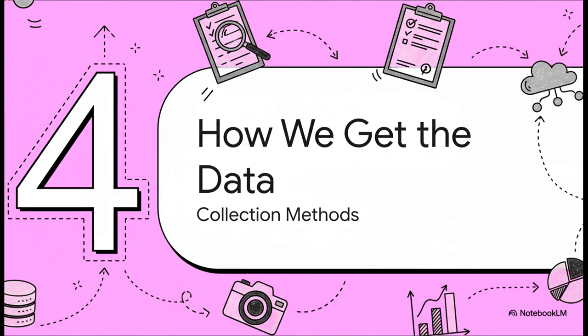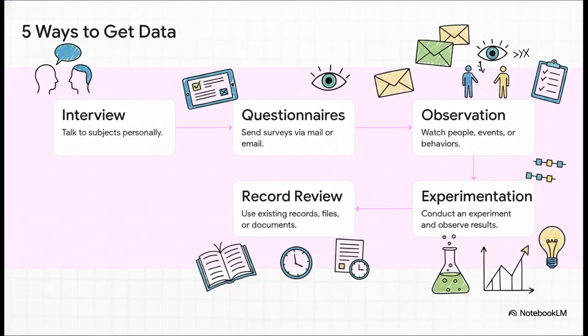So how do we even get that information to begin with? Let's do a real quick look. So there are basically 5 main ways to grab the data you need. You can do an interview, just talking to someone directly. You can use questionnaires, like sending out a survey. You could try observation, just watching what people do. You could run an experiment where you actually test something, or you can do a record review, just digging through existing documents. The real key, though, is that the method you pick has to match the question you're trying to answer.